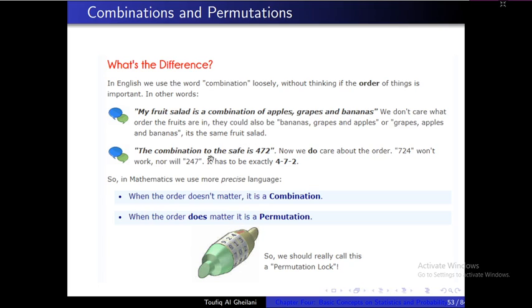The combination to open this lock is 4 7 2. Now we do care about the order. 7 2 4 will not work, nor will 2 4 7. It has to be exactly 4 7 2. So in mathematics we use more precise language. When the order doesn't matter, it is a combination. When the order does matter, it is a permutation.